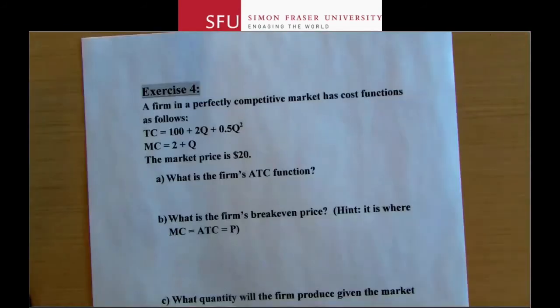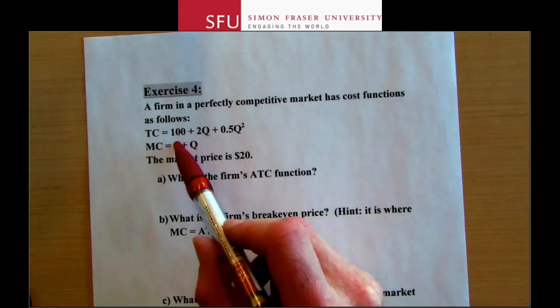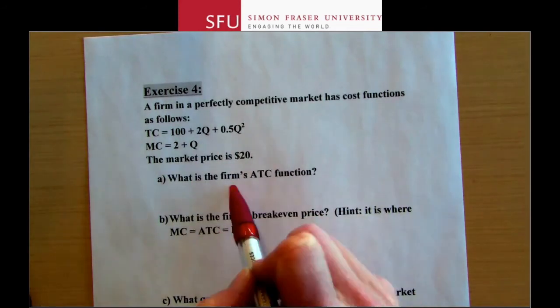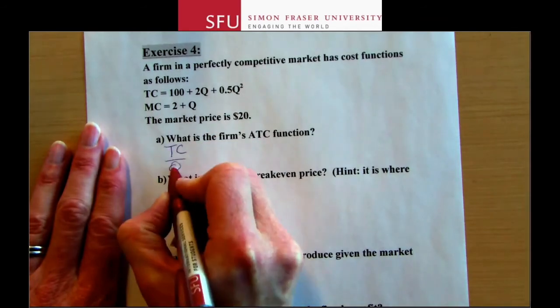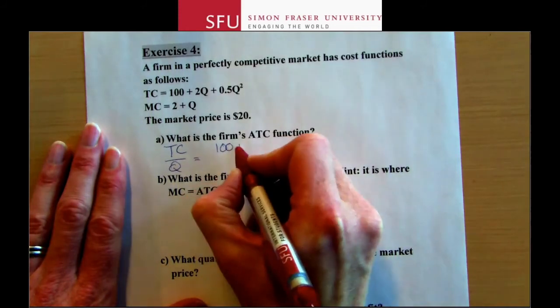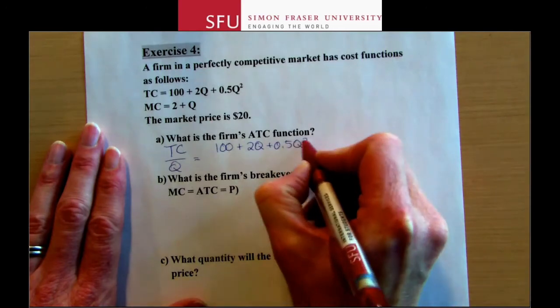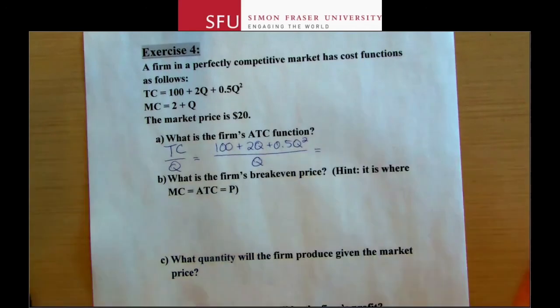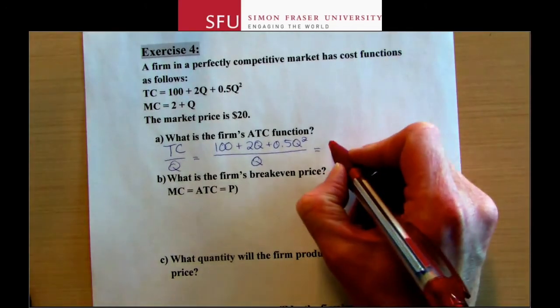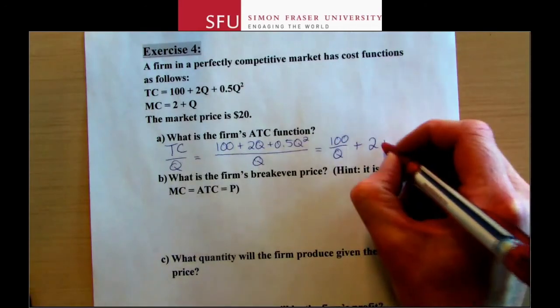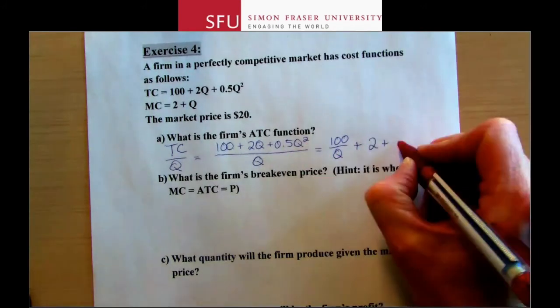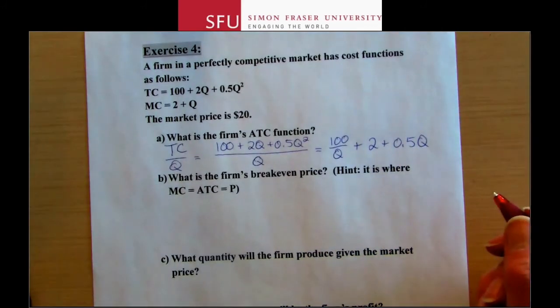So last example is a calculation example. So we have a firm in a perfectly competitive market. We've got the total cost function, the marginal cost function, we've got a market price. Okay, so first thing, the firm's average total cost function. So we want to divide the total cost function by Q and then simplify as much as possible. So we'll break out those terms. So we've got 100 over Q plus, and then 2Q over Q will be 2, plus 0.5 Q squared divided by Q will then just be 0.5 Q. Okay, so that's the average total cost function.